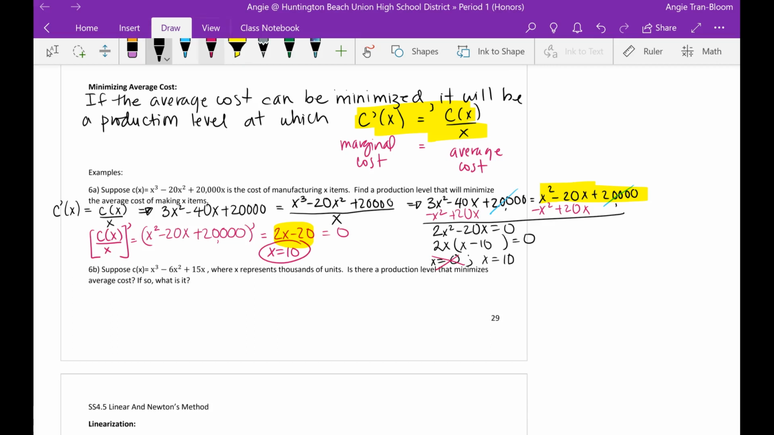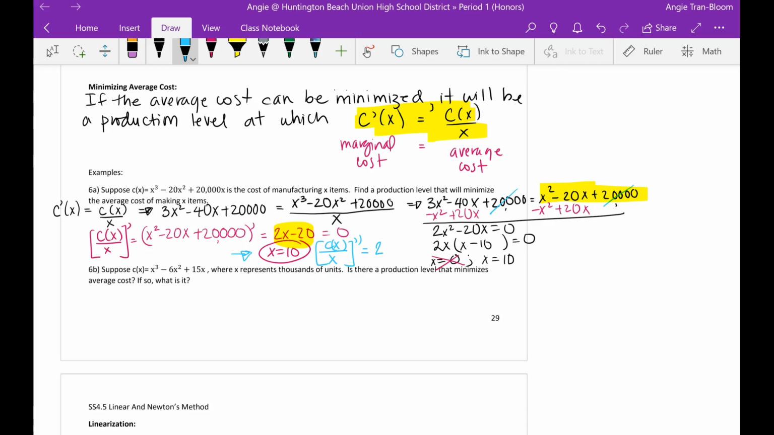Let me get a different color pen. Here we go. So (c of x over x)'' . My only goal is to see if it's positive or negative. The derivative of 2x minus 20 is just 2. So according to that theorem that we had, when the second derivative is positive, then this value is a local min.